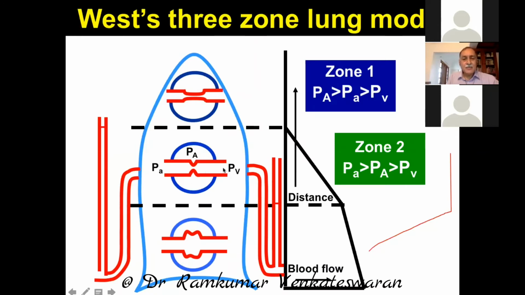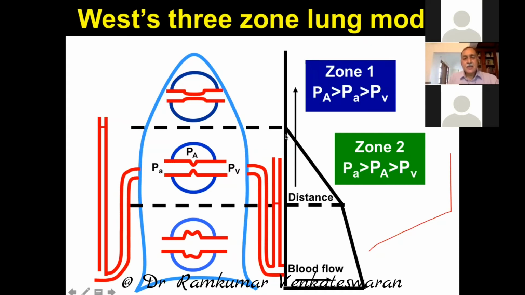However, the alveolar pressure now becomes less significant. So PA, which started the relationship in zone 1, has now moved to second position. P capital A has moved in between pulmonary arterial and pulmonary venous pressure. So now pulmonary arterial pressure is slowly gaining the upper hand. And as you move down from the top to the bottom of zone 2 and gradually approach zone 3, the pulmonary arterial pressure will keep increasing, surely because of hydrostatic pressure.